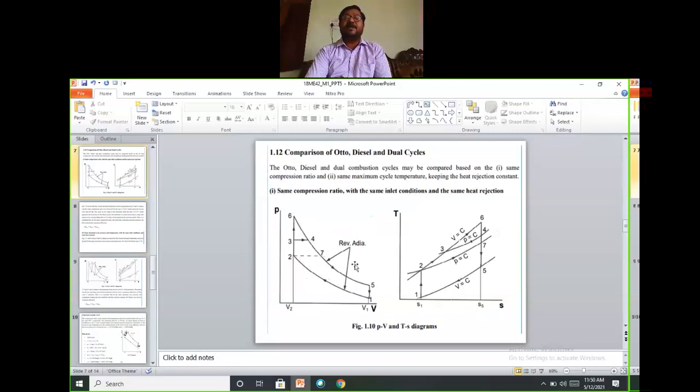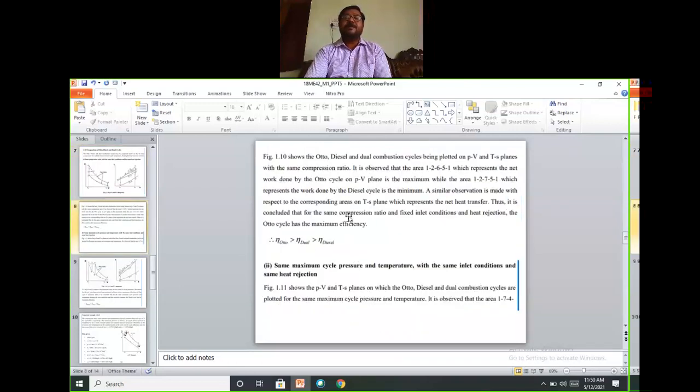This is the minimum area, which represents the work done by the diesel cycle. Maximum is the Otto cycle, this area. Minimum is this area. A similar observation is made on the corresponding area on the TS plane, which represents the net heat transfer. Thus, it is concluded that for the same compression ratio, fixed inlet conditions and heat rejection, the Otto cycle has the maximum efficiency. Maximum efficiency: Otto is greater than dual cycle, which is greater than diesel cycle.